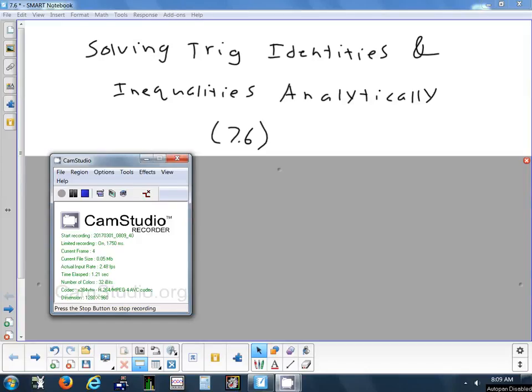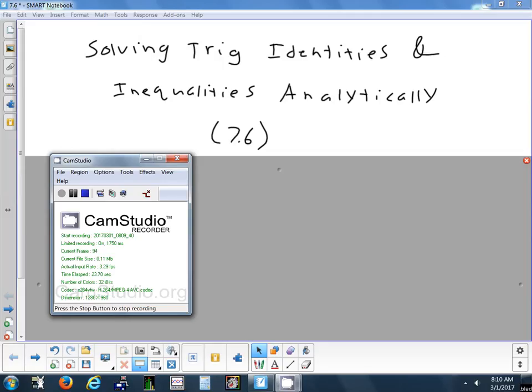So our last section in Chapter 7 is 7.6. We've done stuff similar to this before, solving trig equations graphically. Now we're going to solve them analytically, which means using algebra. So we're going to look for equations that factor. That's always the quickest way. If it doesn't factor, we're going to have to look for a quadratic, using the quadratic formula.